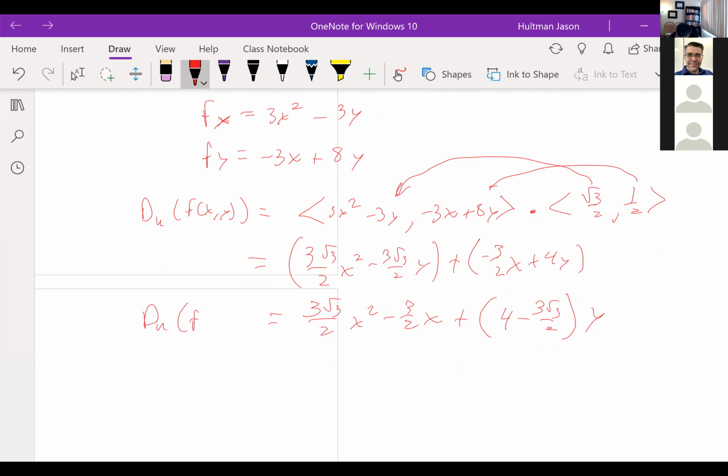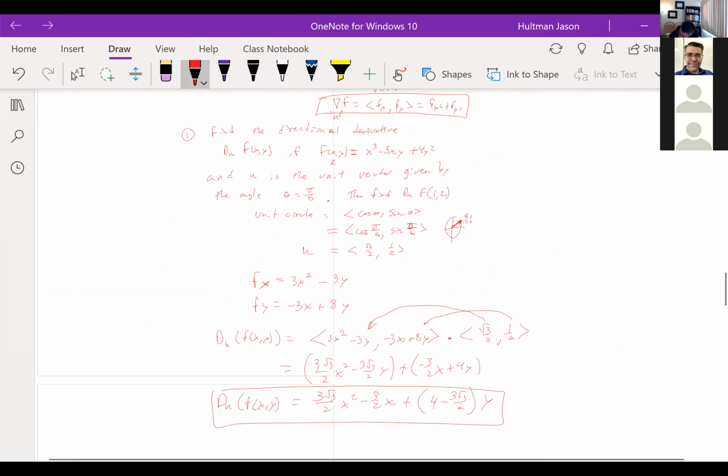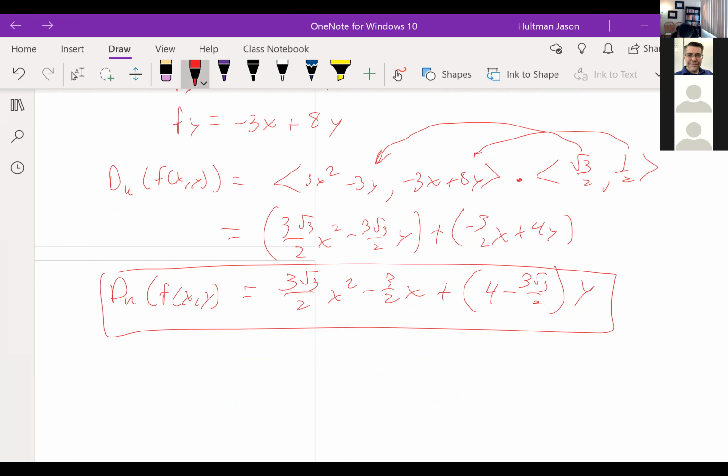Okay, the directional derivative. I could leave it here, but now they're saying we want to evaluate this for a value. What's the value? 1, 2. Okay, so we want the directional derivative in the direction of pi over 6 at the point 1, 2, and then whatever z is going to be here.